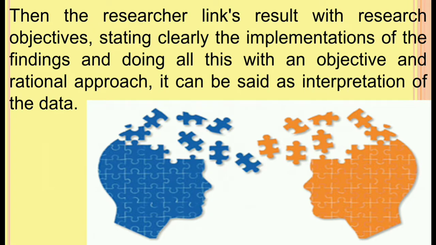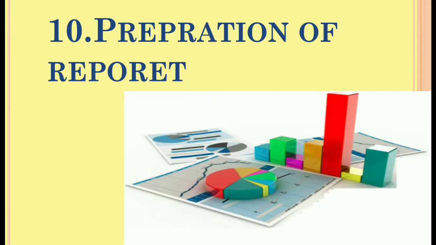Then the researcher links the results to the research objectives, stating clearly the implications of the findings, and doing all this in an objective and rational approach. This can be called the interpretation of the data. When the data is analyzed, finally the report is prepared. Report writing is the last step of the research process.